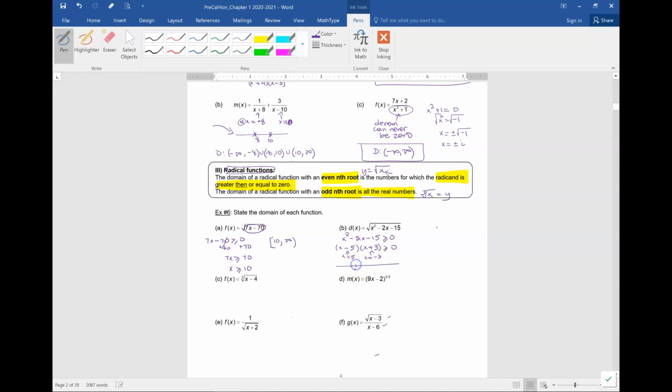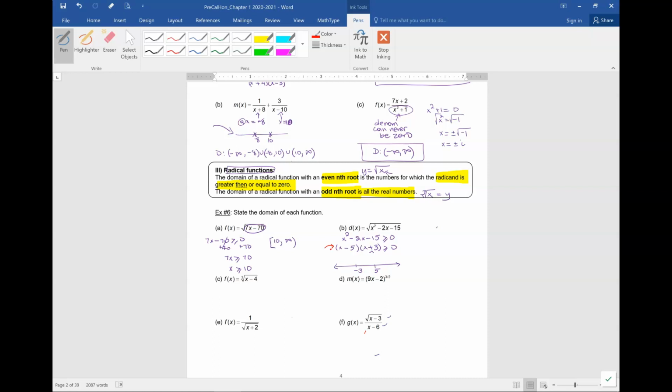Now I put those points on a number line to create a sign chart. You should have done this last year. Chances are you forgot. So what we're going to do now is this. Notice the -3 and the 5 divided this number line into 3 separate regions. What I'm going to do is plug in a point from each of the regions into the function and see whether or not I'm going to get a positive or a negative number.